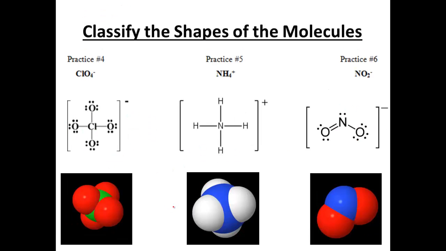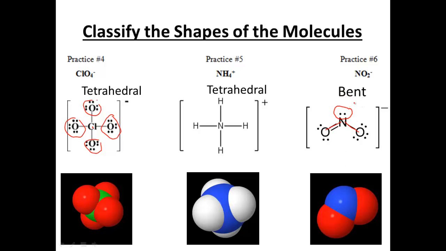And to finish out, 4, 5, and 6: 4 and 5 both have 4 bonded atoms to the central atom. So tetrahedral, 4 bonded atoms to the central atom, tetrahedral. And our last one, the central atom has 2 atoms bonded to it and a lone pair of electrons. So in the end, that one will also be bent.